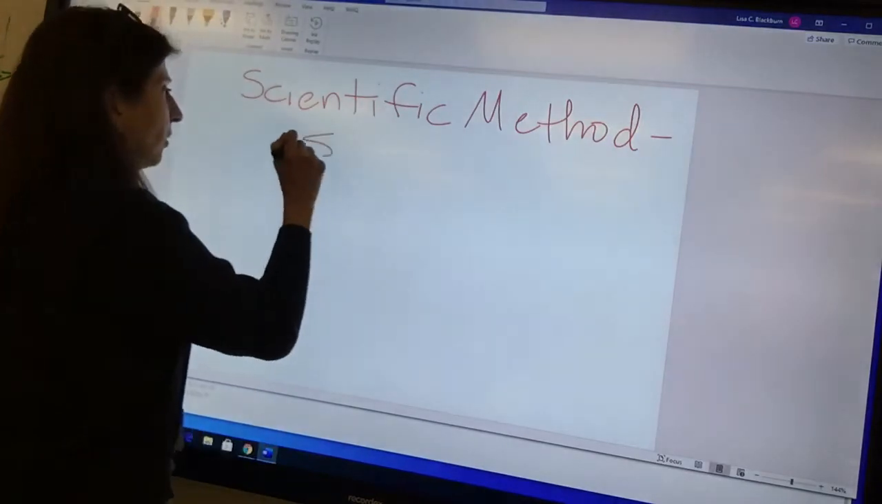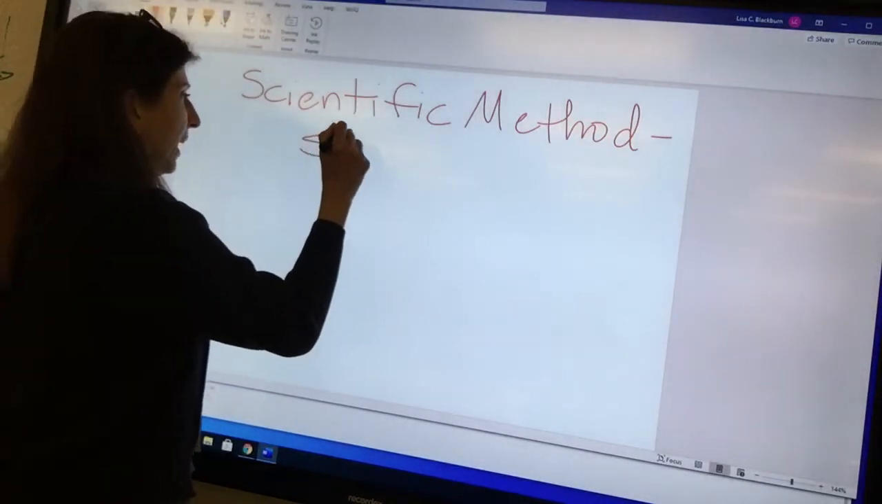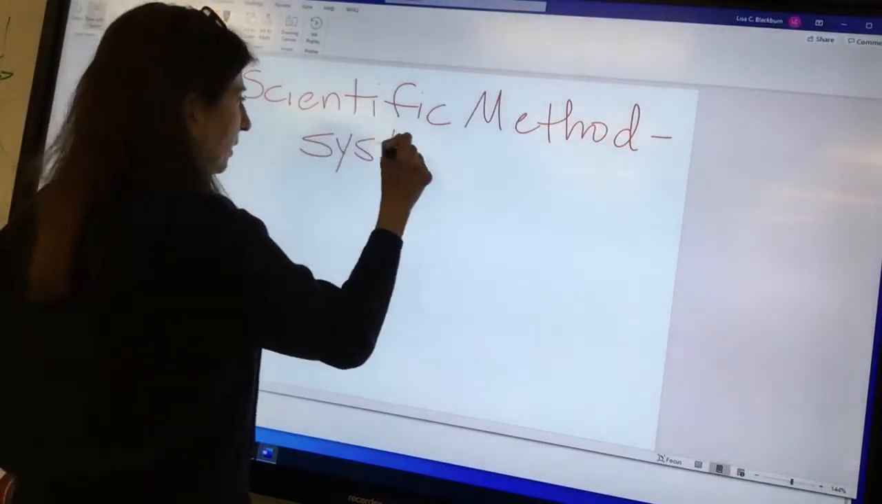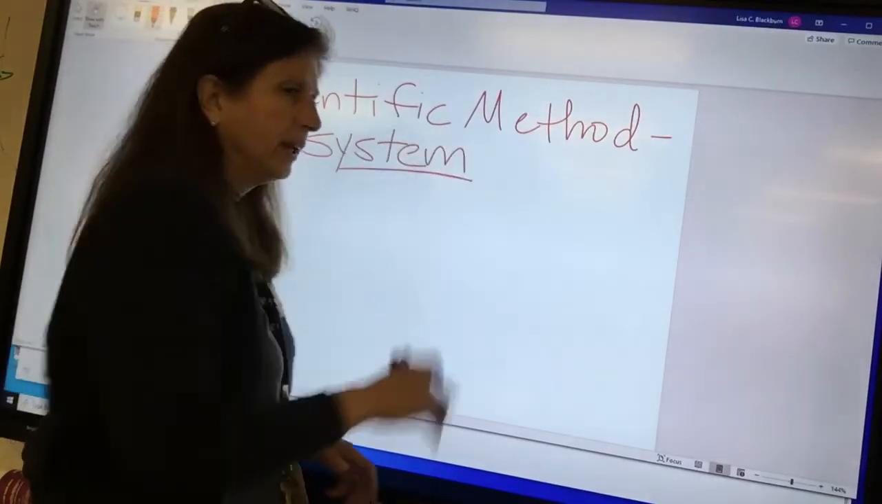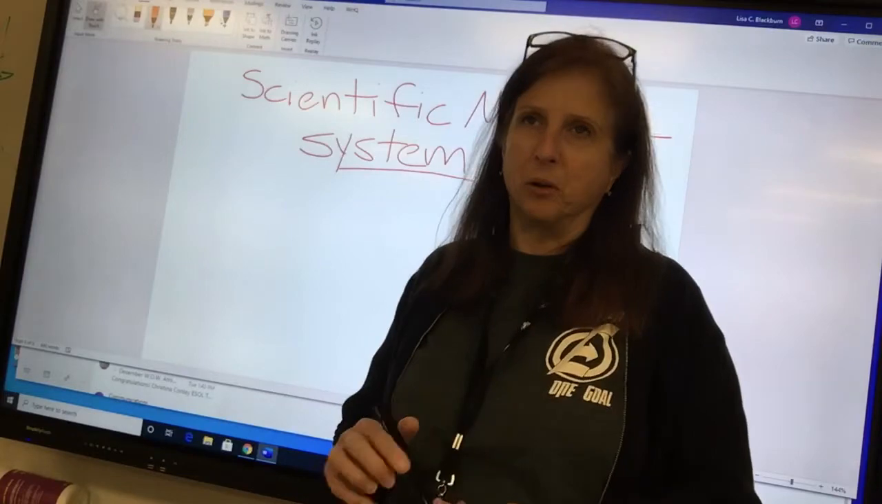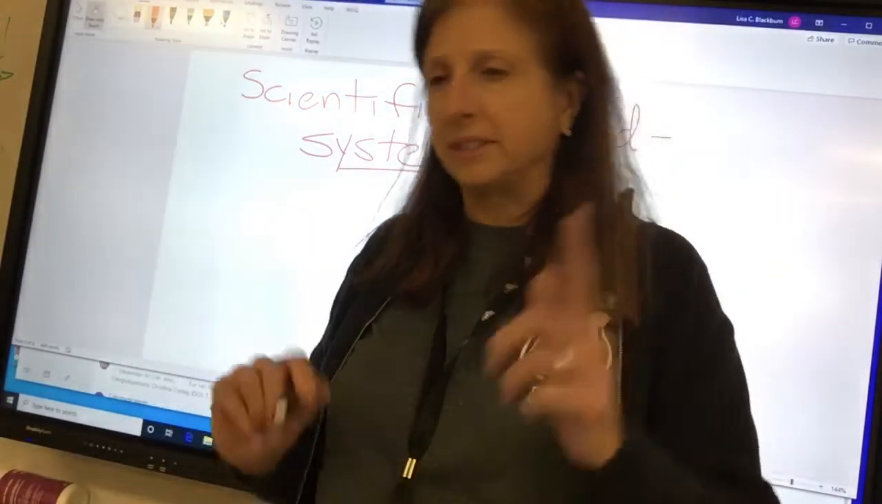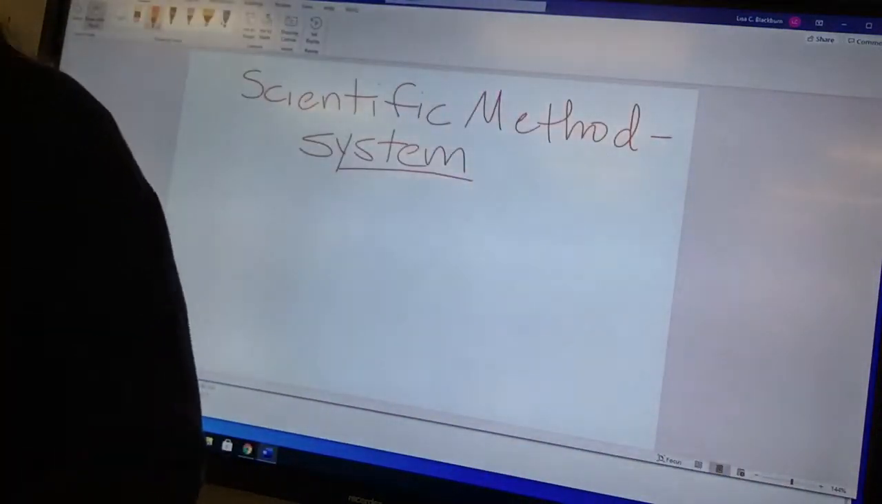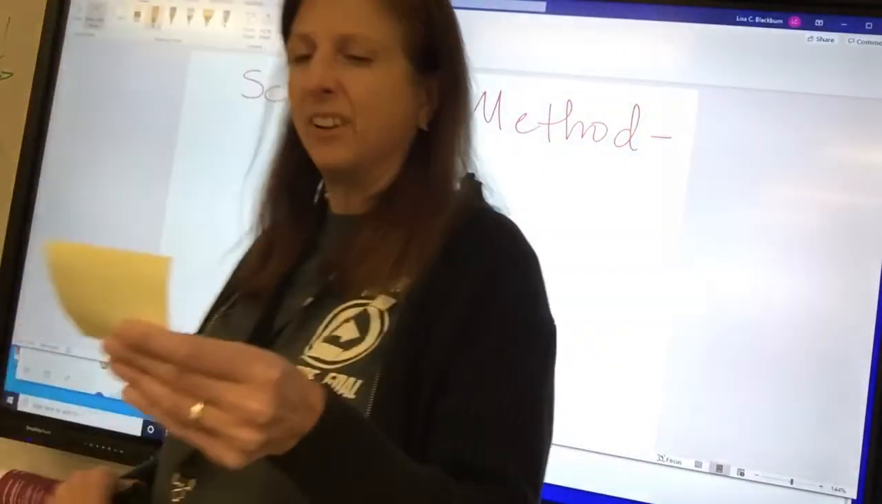And the big key word is that you want to have a system in place that you're going to follow as you approach scientific problems. But it's not really step 1, step 2. Okay, so that was the first thing while I was reading over the test. I thought, I didn't really talk about that.